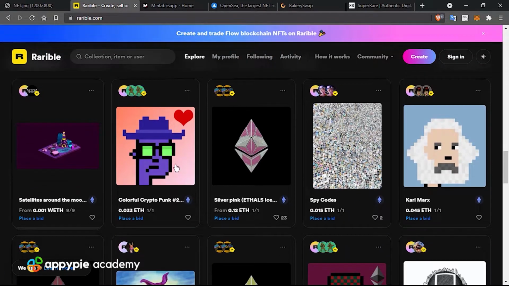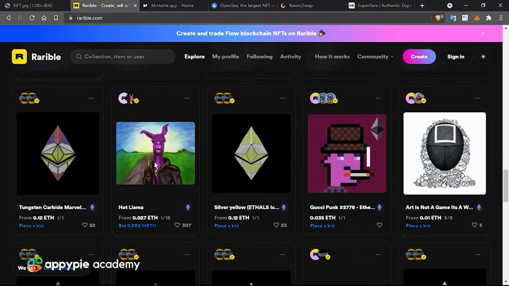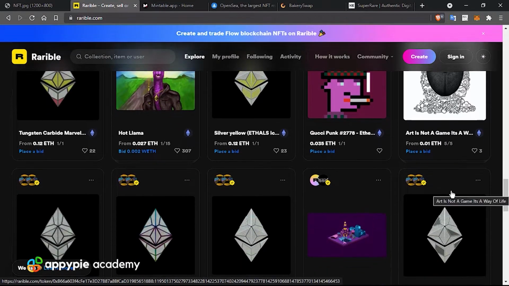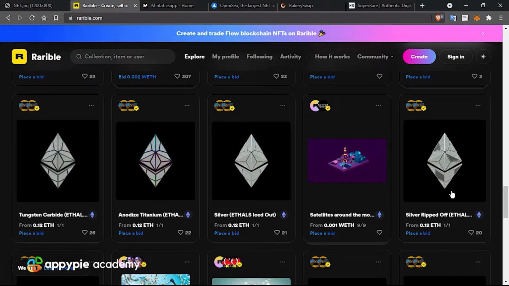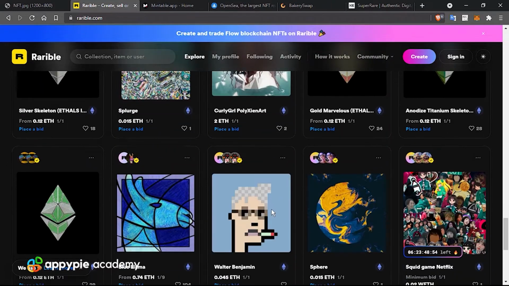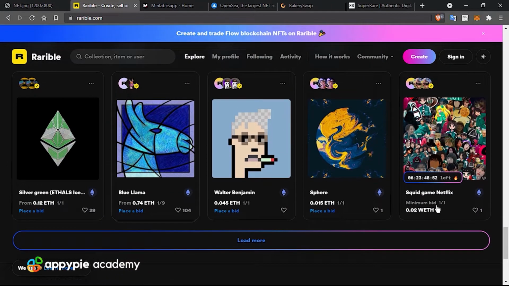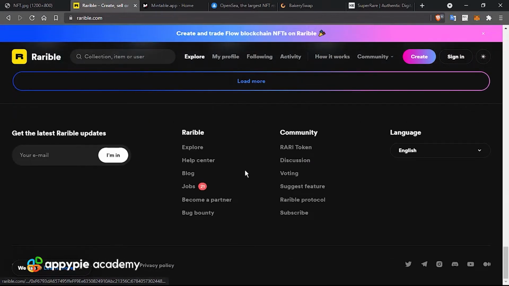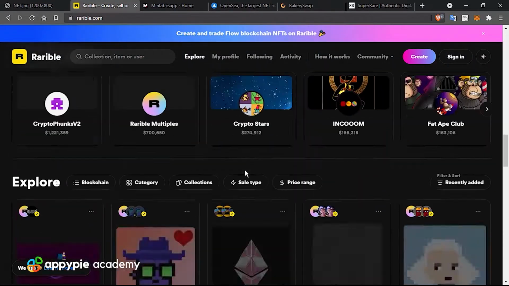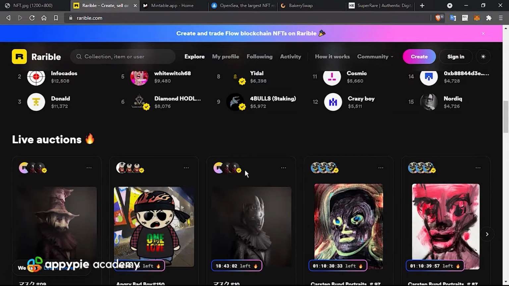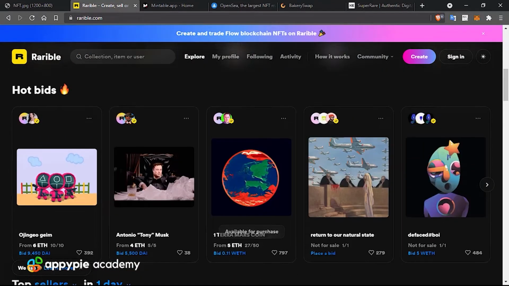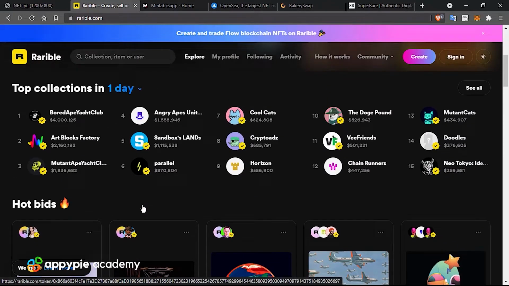So here is a CryptoPunk one. CryptoPunk is always a popular one. You can see this is a Squid Game sort of art, so things that are getting popular, and this is sort of like an Ether logo. I guess this is also related to Squid Game. This is Earth related. So let's see some interesting one. This seems to be an Elon Musk one.